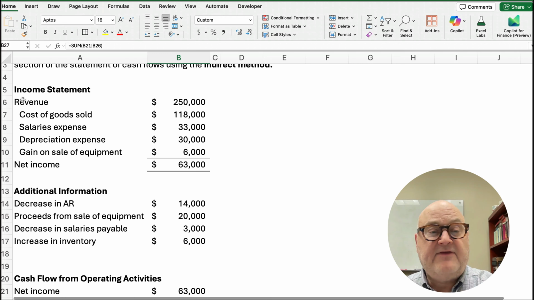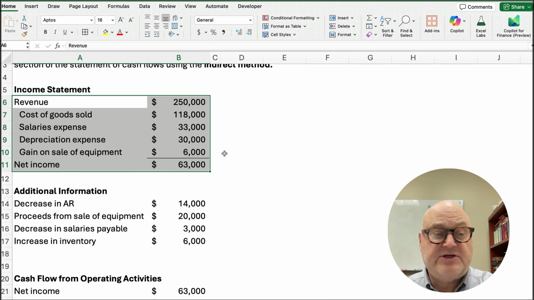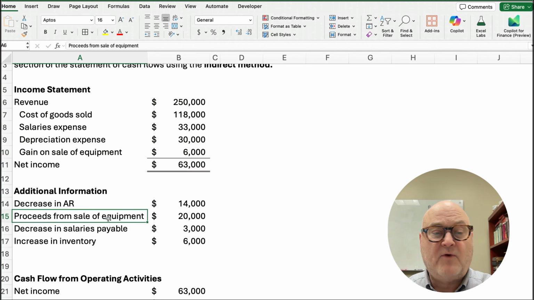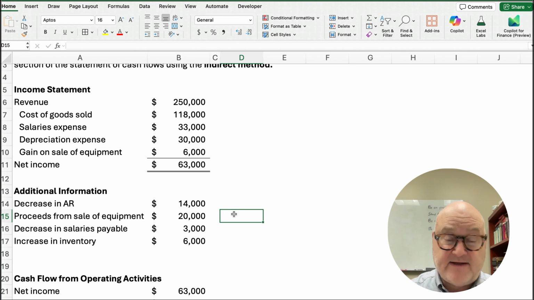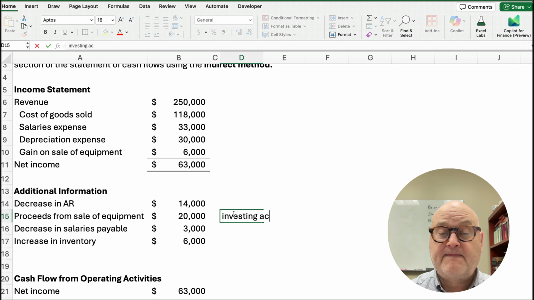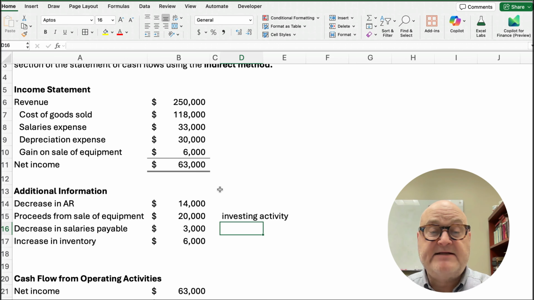Now, what else? Is there anything on the income statement we need to use to adjust? Well, this gain. We sold the equipment for some amount of money. In fact, we sold it for 20,000. And we had a gain. So it must have been on our books. We must have had a book value of 14. We sold something for 20 that was on our books at 14. We have a gain. Now, this is not in operating activities. This is going to be an investing activity. So we're not going to include it in the operating activity section.